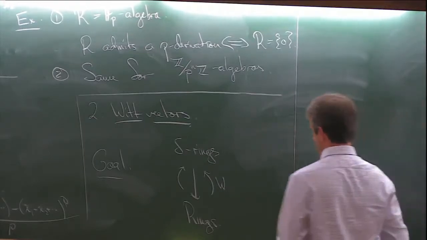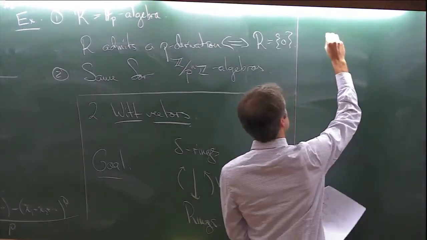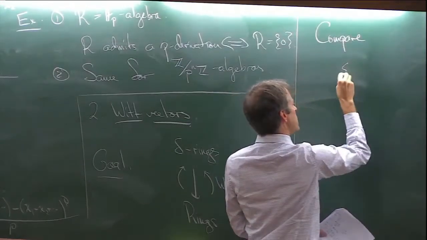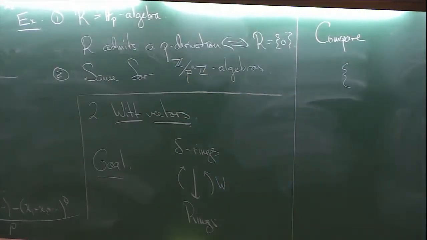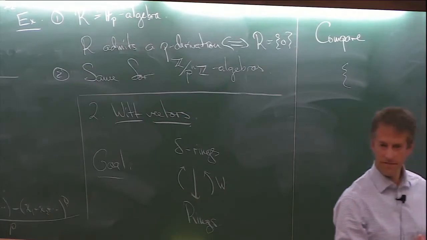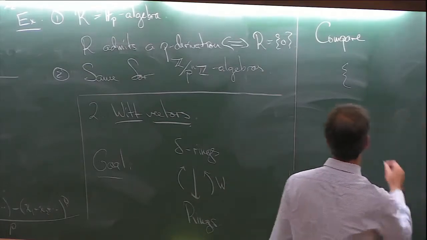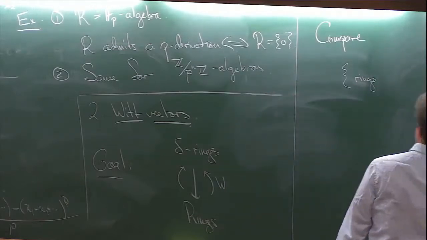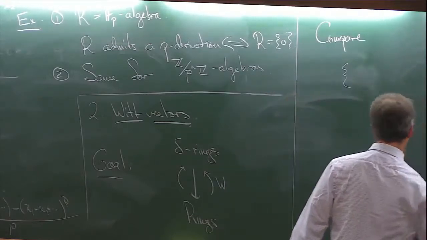So you might compare this with a few other situations. Instead of rings with a p-derivation, we can look at rings with a usual derivation, an additive operator satisfying the usual Leibniz rule, and such that d of 1 is 0, just a usual derivation. So we can look at that category. Let me call them differential rings instead of delta rings.